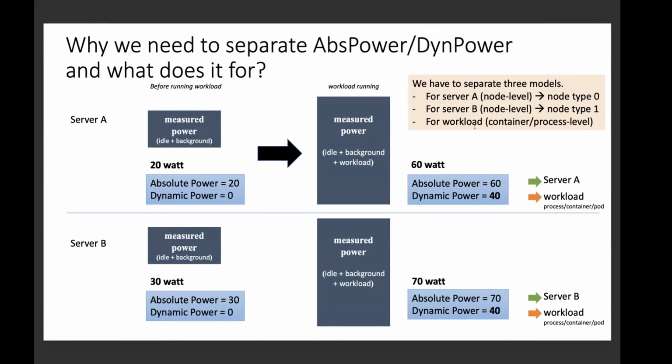So in this case, you can see that we need three numbers for the labeling. We need at least three models. One is for the node level here, another one is for the node level here, and another one that we expect to be the same is for the workload or for the containers. So basically, this is how I separate between the absolute power and the dynamic power.